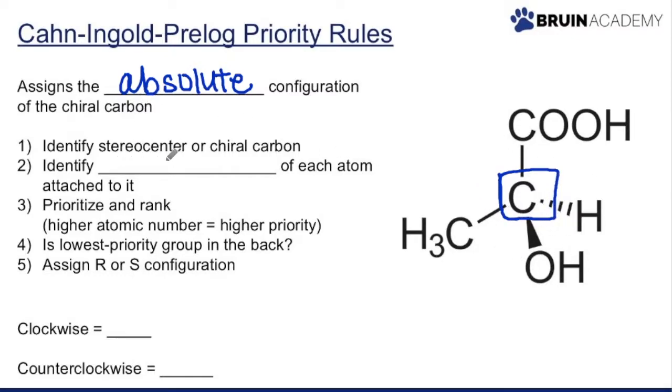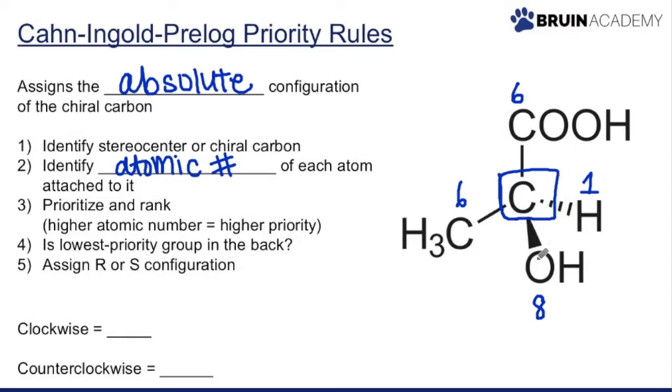The next thing we need to do is identify the atomic number of each of the attachments to the carbon. Let's look at what's directly attached to the carbon here. The oxygen atomic number is 8. I'm simply looking at a periodic table for these values, 6 and 6 here. And then a hydrogen is of course 1. Now that we've assigned the atomic numbers to the things that are attached to the molecule, we need to prioritize and rank them. The higher the atomic number, the higher the priority it gets.